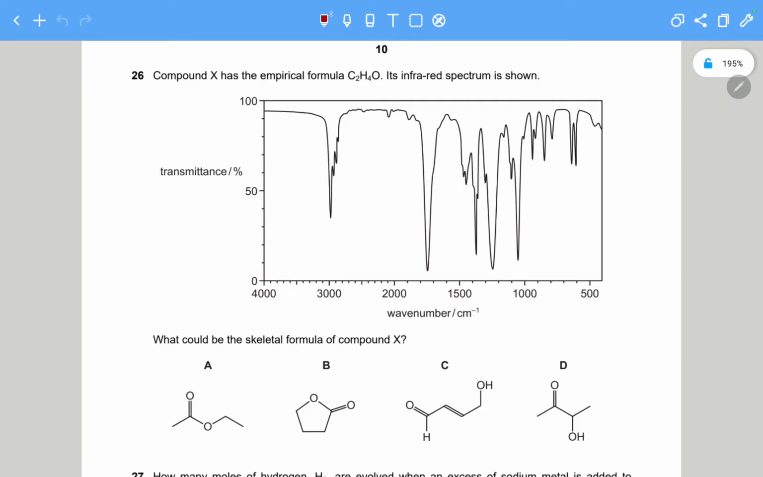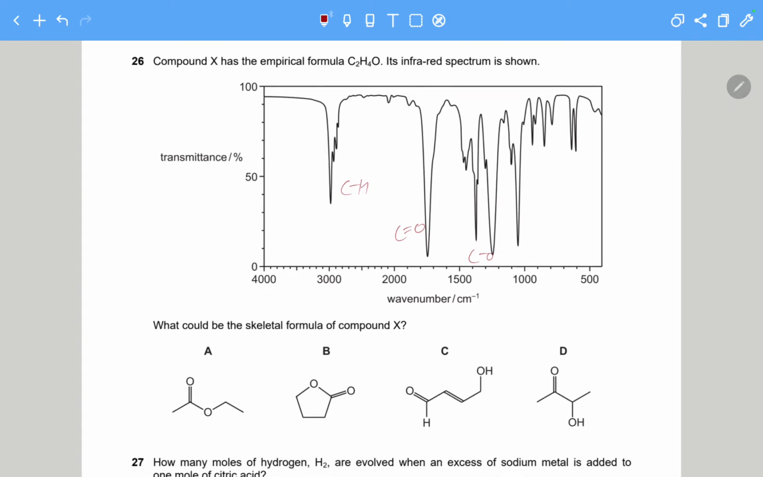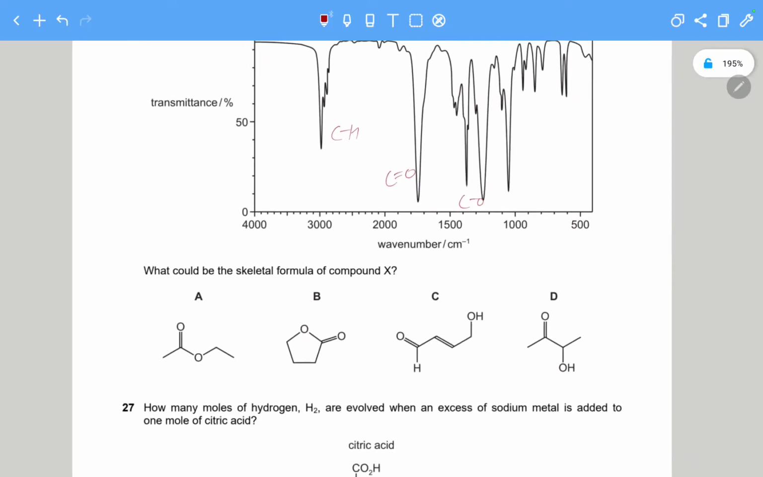26. Compound X has the empirical formula C2H4O. Its infrared spectrum is shown below. So a sharp peak at 3000 has to be CH. Then we have a strong and sharp peak at around 1700, which has to be C=O. And I think that's probably all the information we will get in this one. Maybe a C-O single bond as well, because we have a strong and sharp peak at about 1300. So let's go with that information into the question.